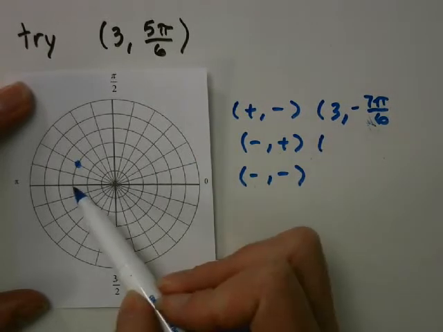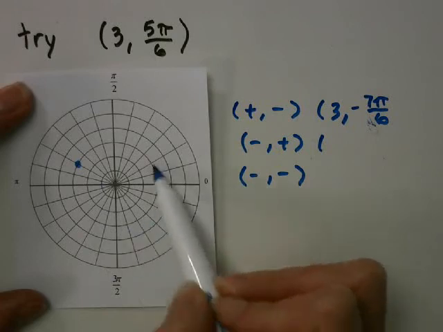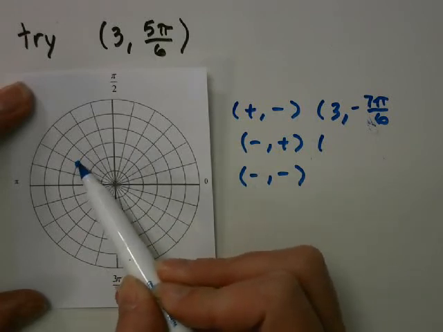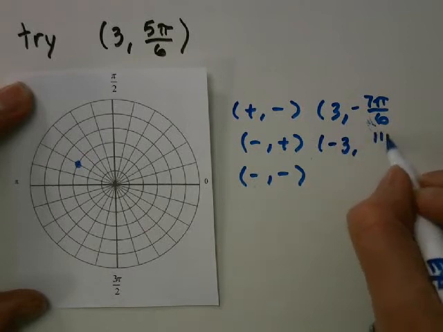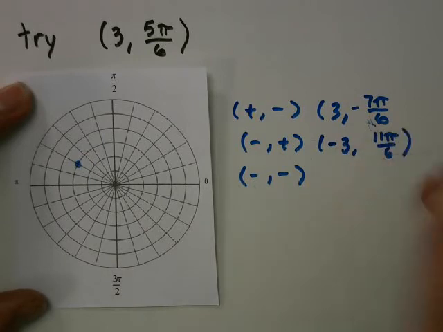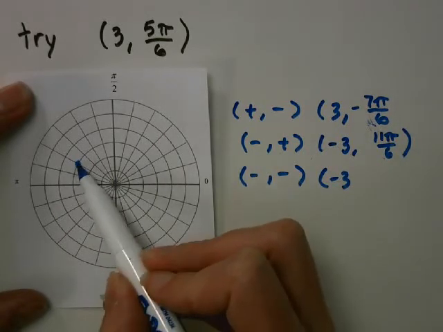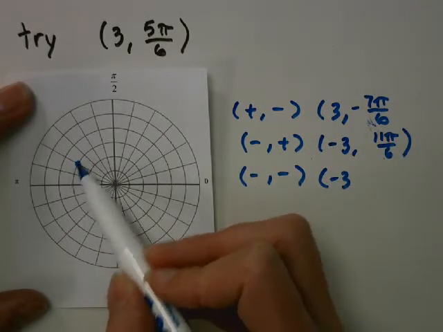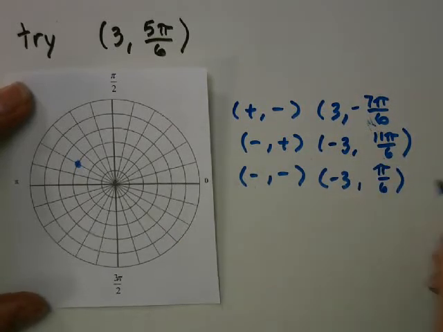For the negative positive, picture starting here and going counterclockwise around this circle. That's going to be 11 pi over 6. So we have (-3, 11 pi over 6). Negative negative: (-3, ...). So again, starting here but going clockwise, it is just going to be that little part there. So that'll just be -pi over 6.